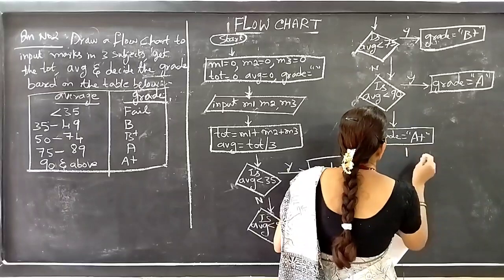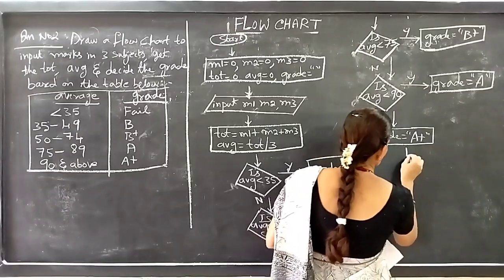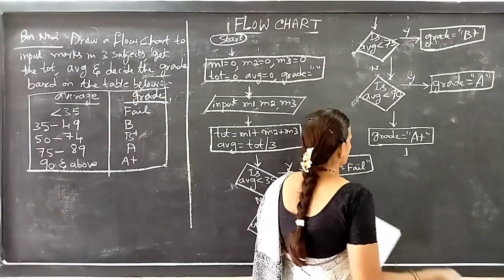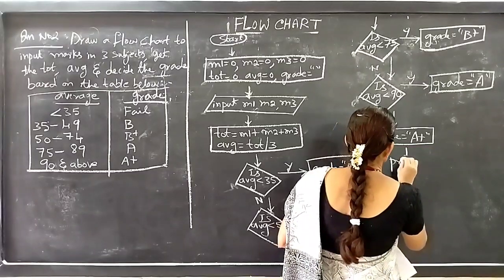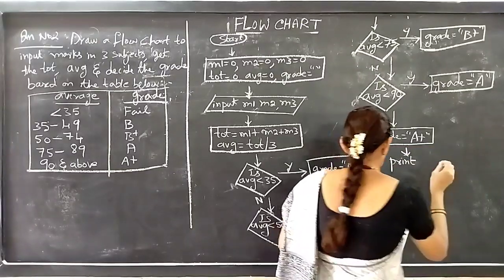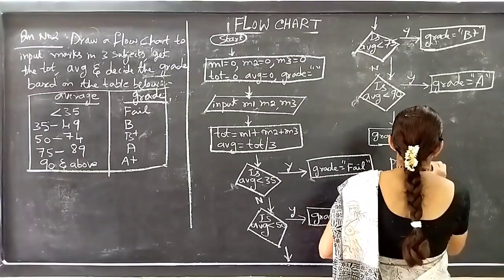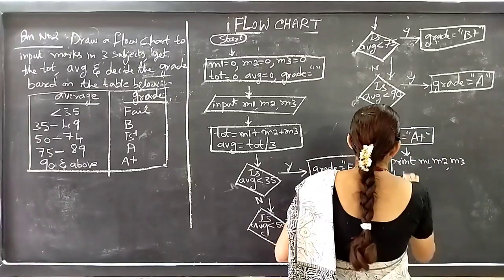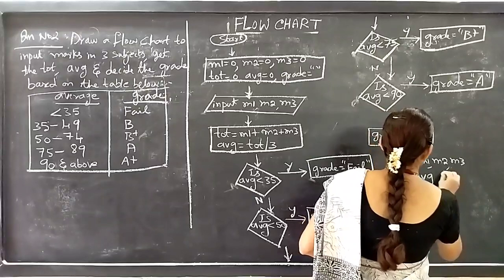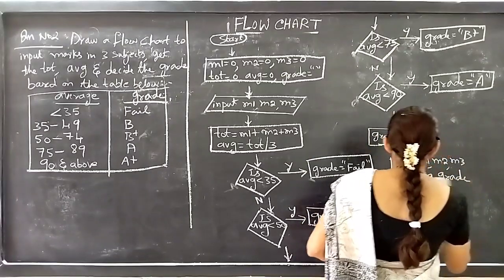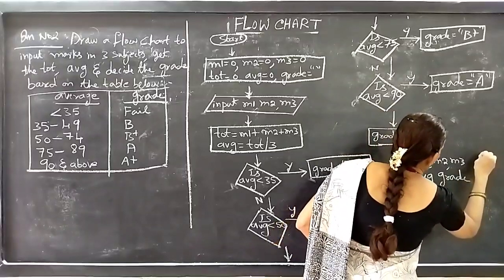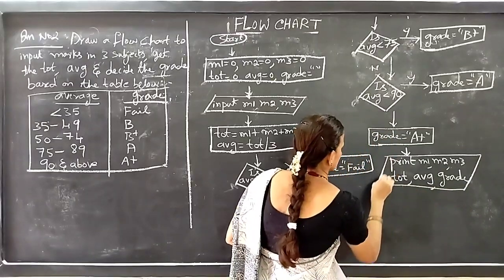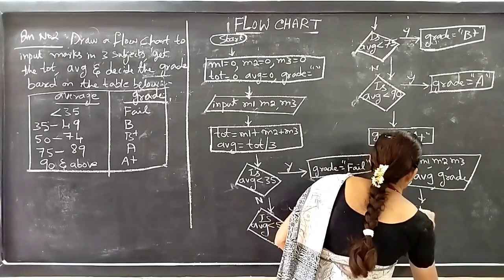Before that we should write print M1, M2, M3, then total, average and grade. That should be written in a parallelogram symbol. Then stop.